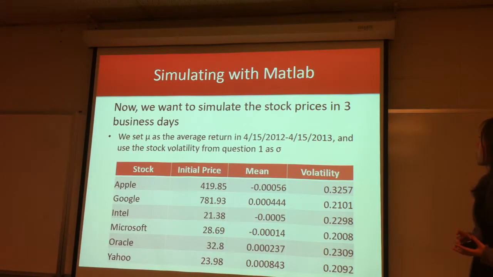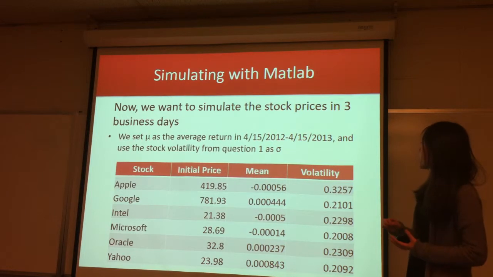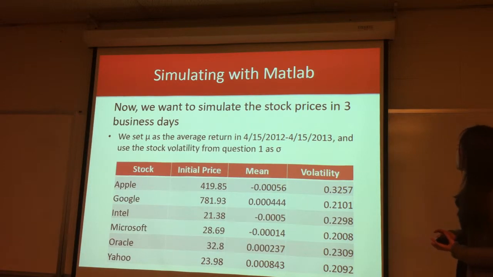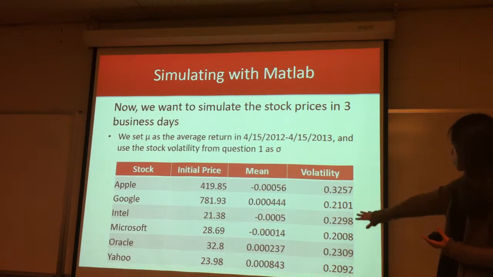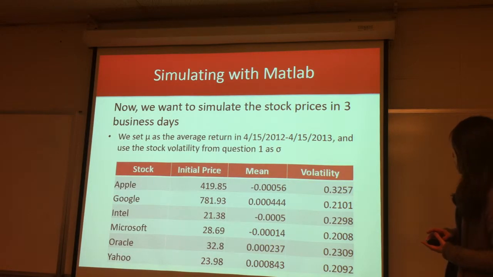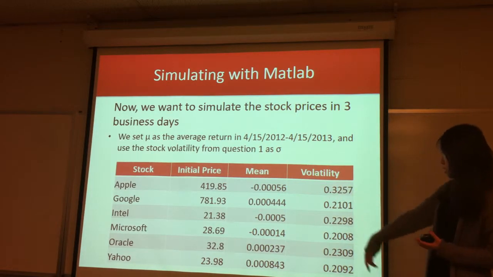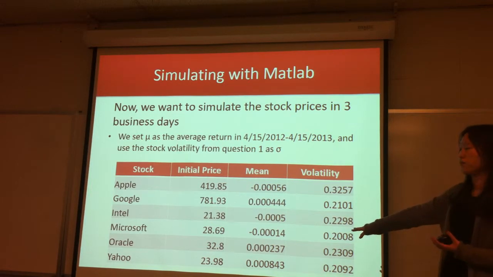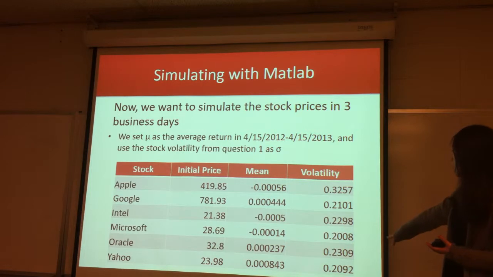Then we want to simulate the stock price in 3 business days. In this problem, we use the average return from 2012 to 2023 as our mean. And then we use the historical volatility as our stock volatility. This chart is about the initial price, the mean, and volatility of these six stocks. From this chart, we can see that the mean of these six stocks is very close to zero, which is also true in real life. Then we can see the volatility is about 0.2.